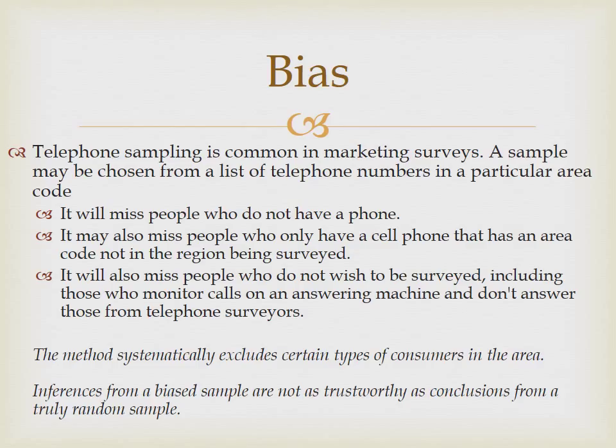And so the method of telephone sampling is just an example of one way that we can systematically exclude certain types of consumers in the area, and that introduces bias. And so any kind of conclusions that you make from a biased sample are considered not trustworthy as conclusions compared to those that we might make from a truly random sample.